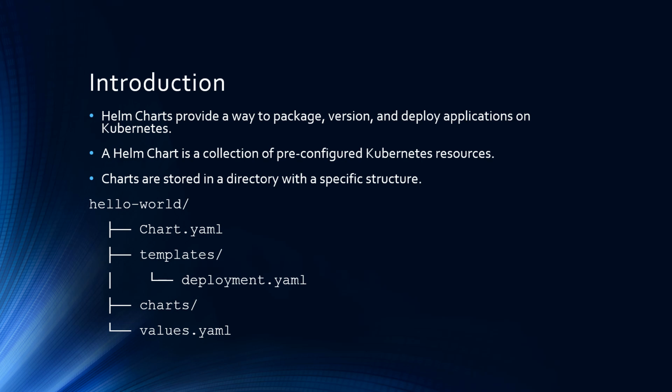Let's look at the basic structure of a chart, using a Hello World example. The Chart.yaml file contains essential metadata about your chart. The templates directory holds the Kubernetes manifest templates. The values.yaml file defines default configurations. The charts directory can contain dependent charts. This structure might seem simple, but it's incredibly powerful.